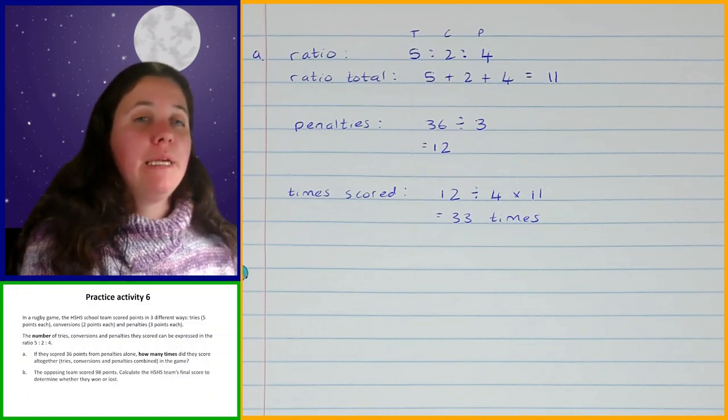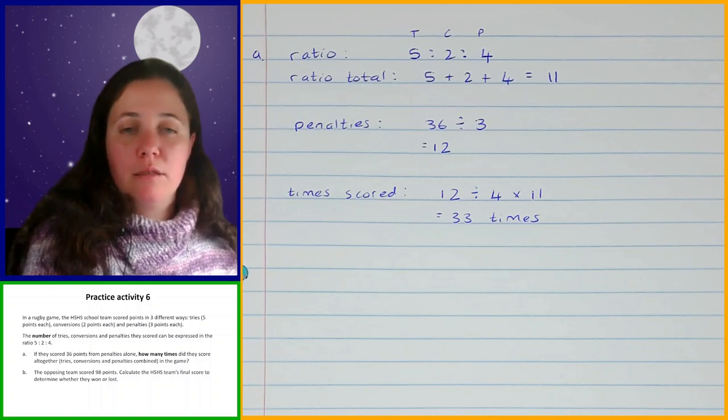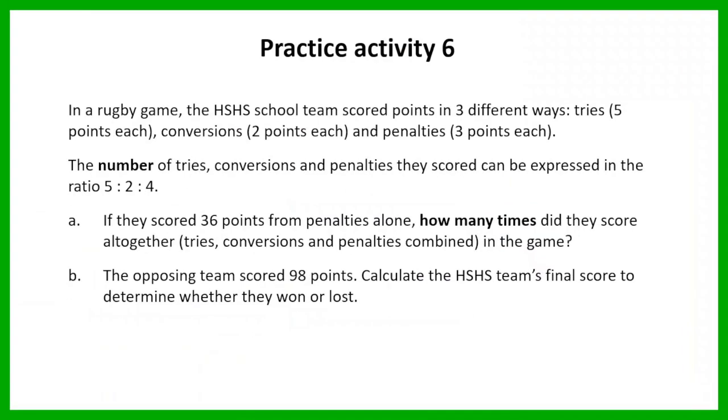So for question B, let me just put this up here for you. It says, the opposing team scored 98 points. Calculate the HSHS team's final score to determine whether they won or lost. So I'm going to give you 3 minutes to work on this one now.